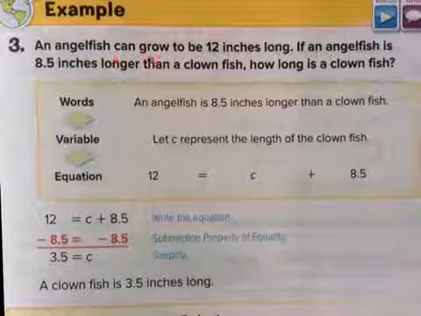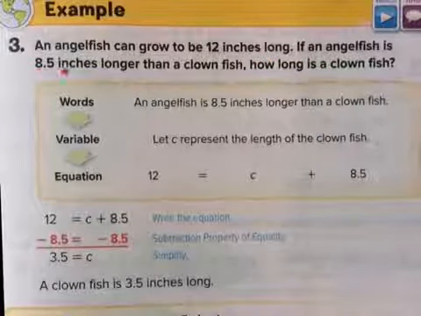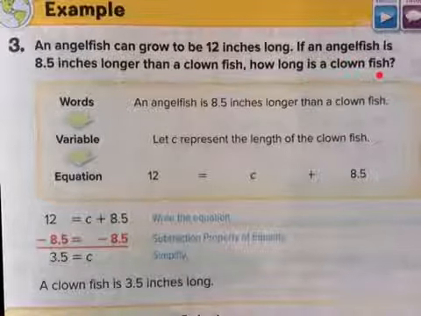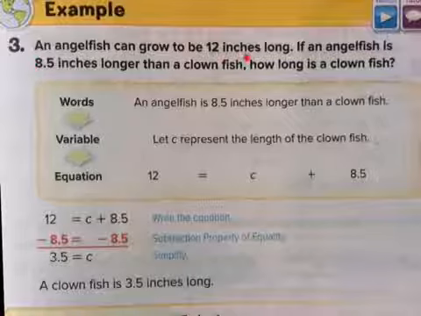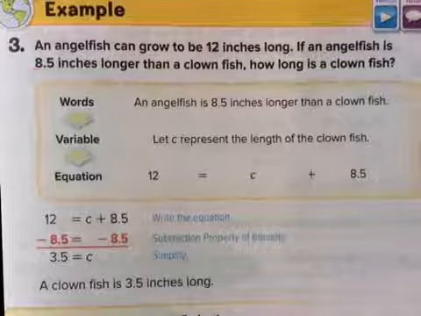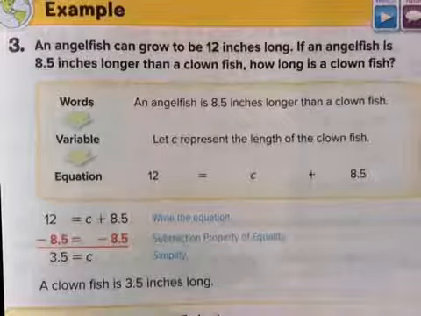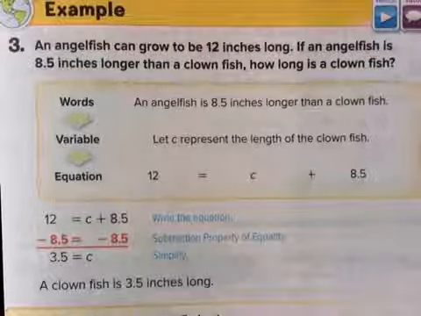An angelfish can grow to be 12 inches long. If an angelfish is 8.5 inches longer than a clownfish, how long is the clownfish? So 8.5 inches longer than the 12 inch. So I know that I can add this plus this and it will give me 20.5. That's not what we're asking to do. But we have to express the clownfish using an algebraic expression, right?